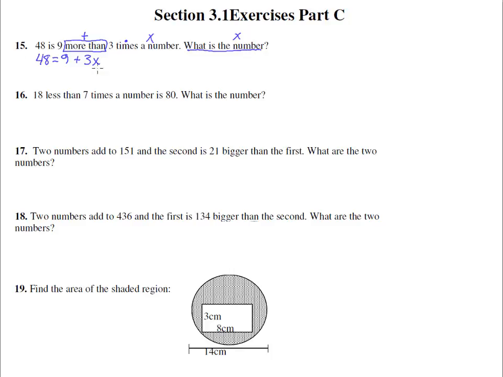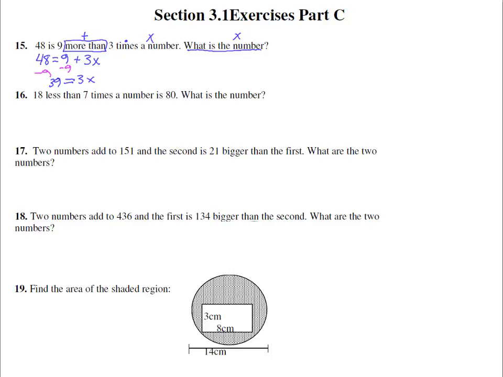Now look at what we've just done. We've created an equation where if we get x by itself, we have found what x will solve this, will make this true. Great, we can do that. We know how to do this. Getting x by itself, we have to first get rid of the 9, so we subtract 9 from both sides. And we now have 3x equals, what's 48 minus 9? That's 39.